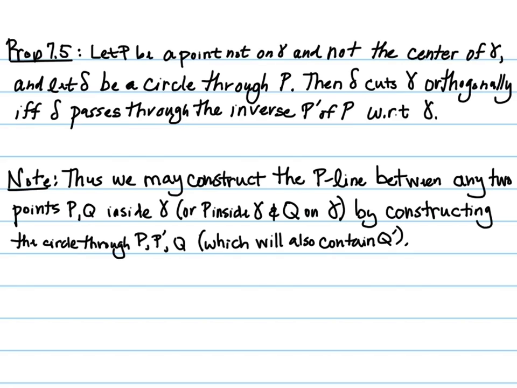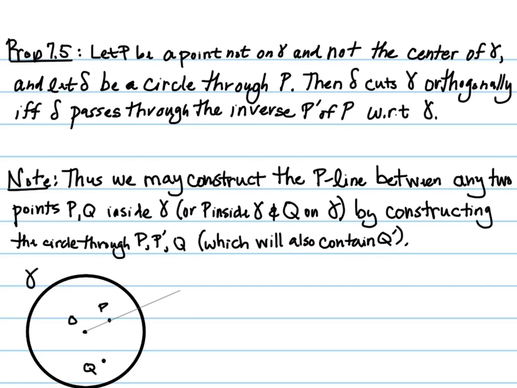Try and draw this with the arcs. This is a rather limiting environment in this particular app, but we'll try anyway. All right, so here's my circle gamma. We have our center, and we have a point P that is inside the circle, and not O itself. So here's P. Let's see, what did I get set up first? Construct the P line between any two points P and Q inside gamma, so I need Q inside as well.